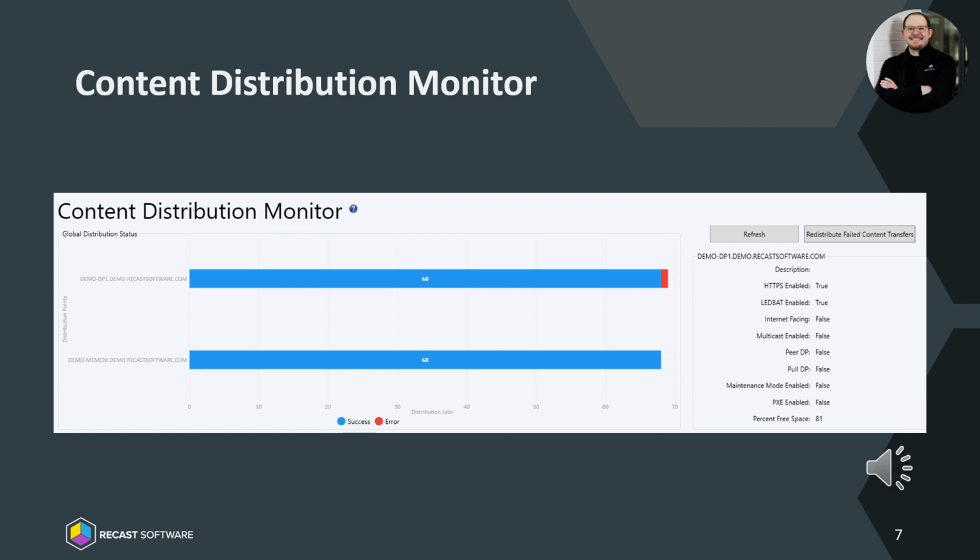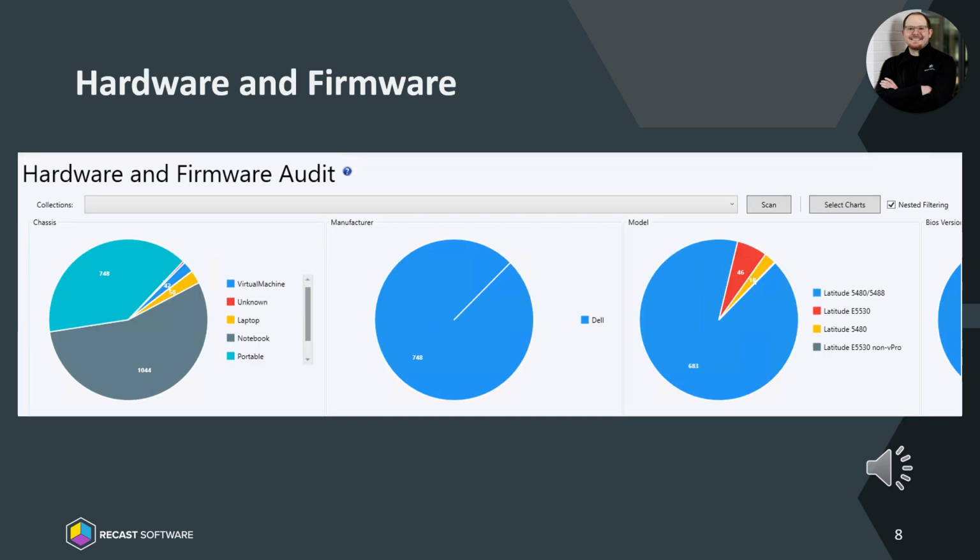This is Content Distribution Monitor. You can see your distribution status information. If there are errors, you can drill down. You can see percent free space on the distribution points. This is Hardware and Firmware Audit, so you can get a quick glimpse of what your devices look like in your environment as far as the chassis, manufacturer, model, BIOS information, things like that, which is not always easy to get. It's a great way to view that information.